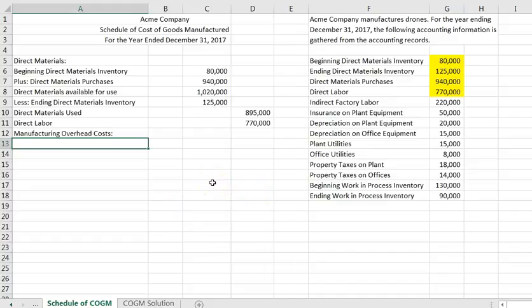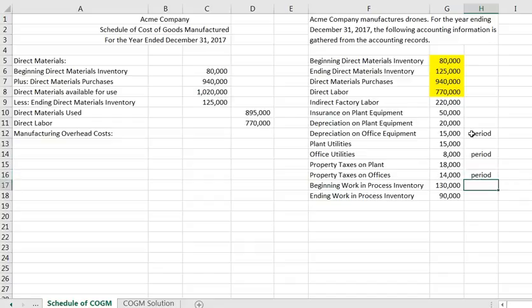To make sure I don't include period costs, I am going to mark the period costs. As I review the list, I find that depreciation on office equipment, office utilities, and property taxes on offices are period costs. The other costs, from insurance through property taxes, are included on the report. Total manufacturing overhead costs are $323,000.